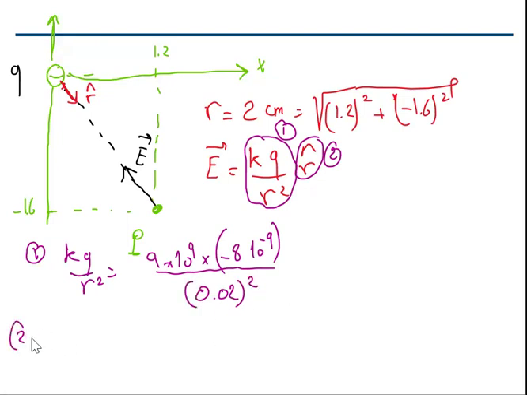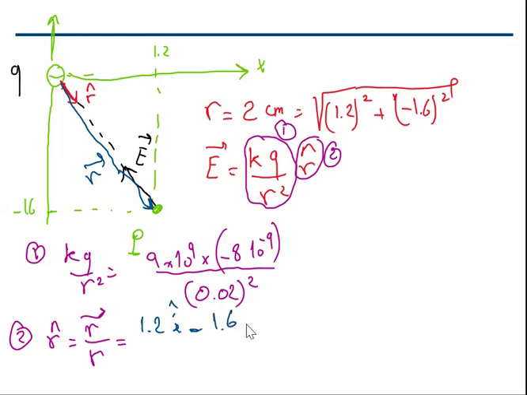What about the second quantity? The unit vector r hat, we said, is the vector r divided by its magnitude. What is the vector r? The vector r extends from the charge to the point. This is our vector r. So the vector r has 1.2 along x, 1.2i, and along y, minus 1.6 along j. Divided by its magnitude, the magnitude of this vector is 0.02 something.